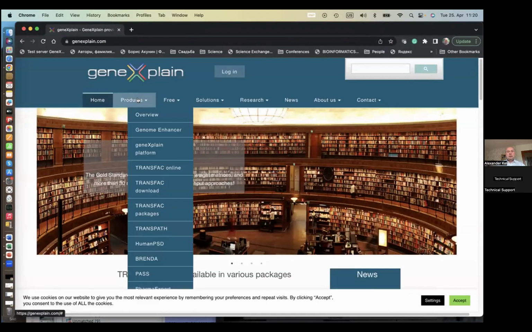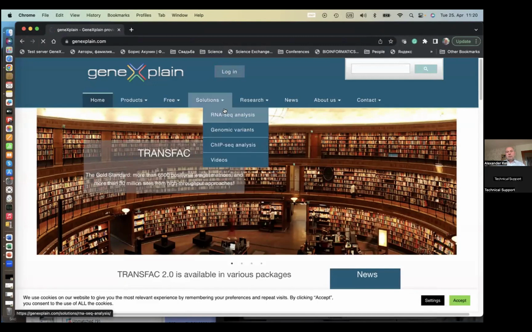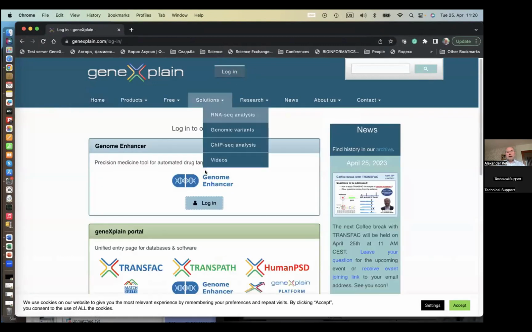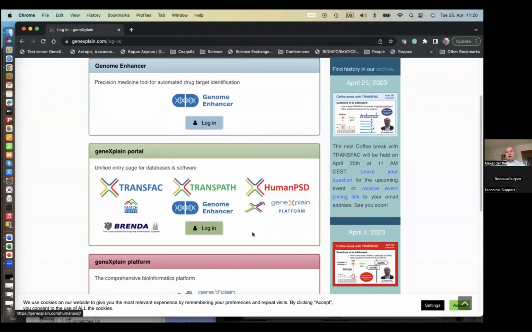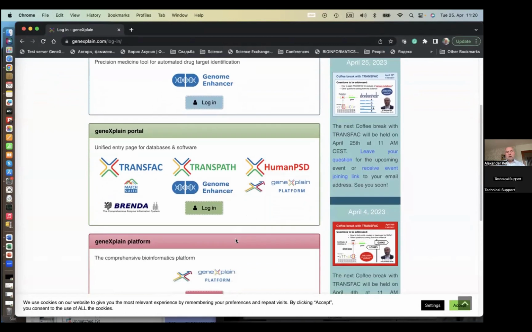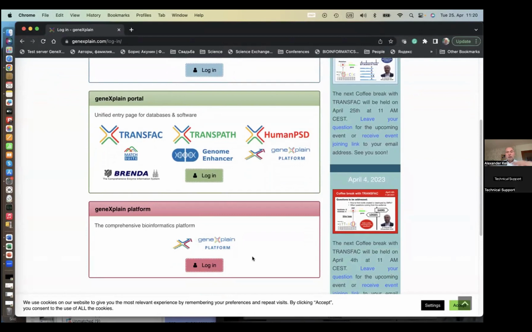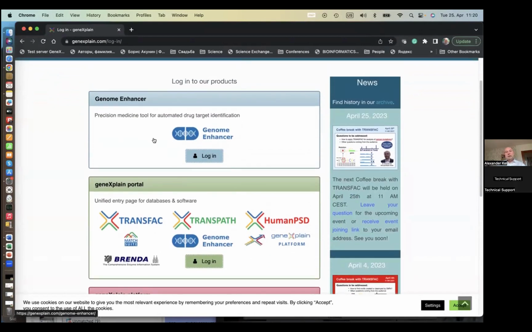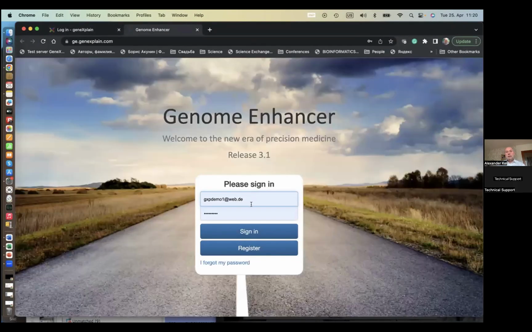And as I said, we are talking about Genome Enhancer as a product. So you go log in. In our previous sessions, we were going into the databases or directly into the platform, and we will see this platform today as well. But here you see this Genome Enhancer, and we go there and then we log in.